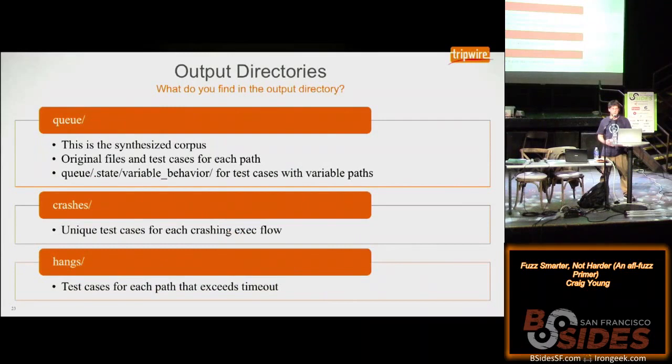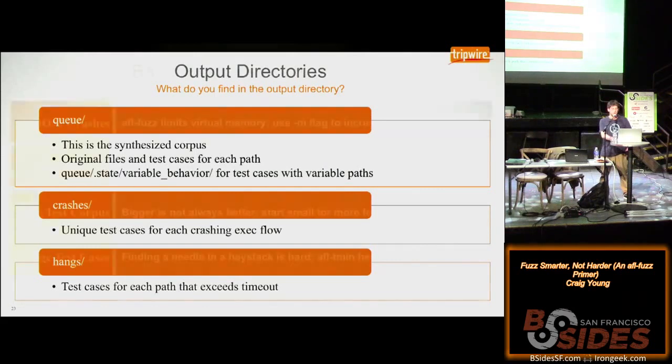As your fuzz progresses, it's going to start populating a few directories as well as creating a few files. Within the queue directory, this is where all of the interesting test cases are. That's essentially your synthesized corpus. The crashes directory, of course, has your unique crashes, and your hangs directory has those test cases that were exceeding the timeout.